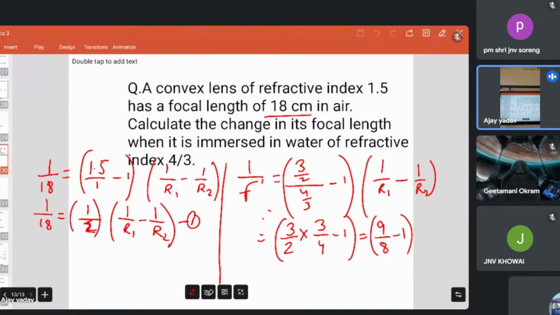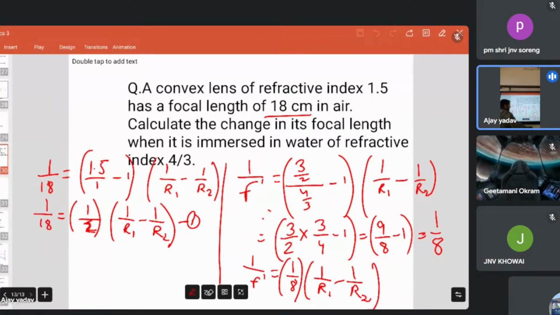9 by 8 minus 1. So when we solve, it is 1 by 8. So what we will get: 1 by f dash equals 1 by 8 into 1 by R1 minus 1 by R2. This is the second equation.